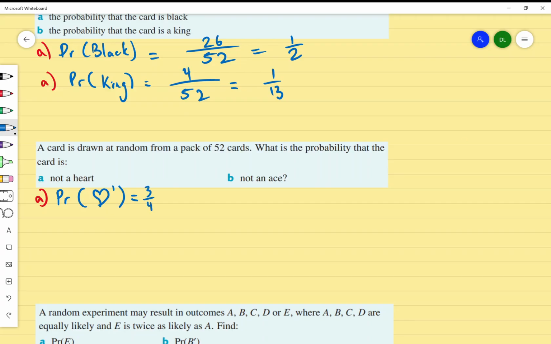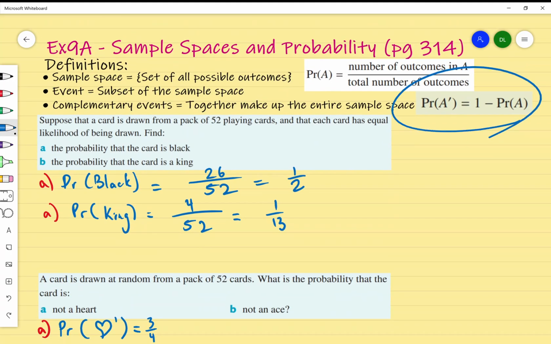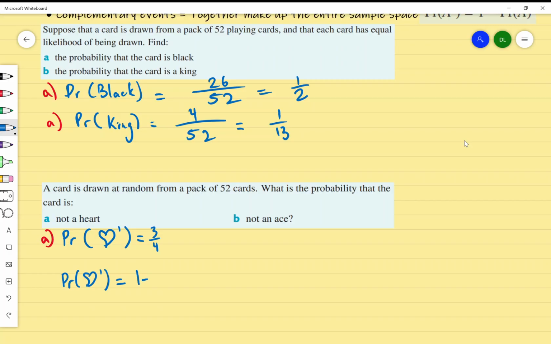You could have done it the other way around by saying probability of not heart, that's a terrible heart, but it'll do. We're going to use a formula over here, 1 minus the probability of a heart. So that's 1 minus, well, we know a heart is a quarter, so that gives me 3/4.